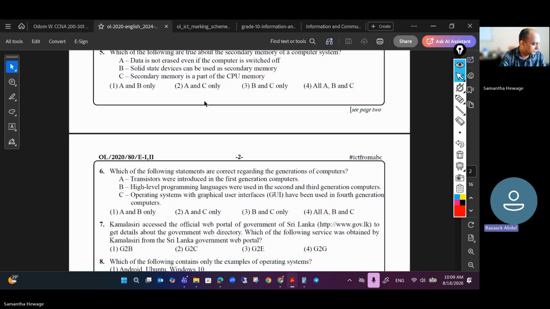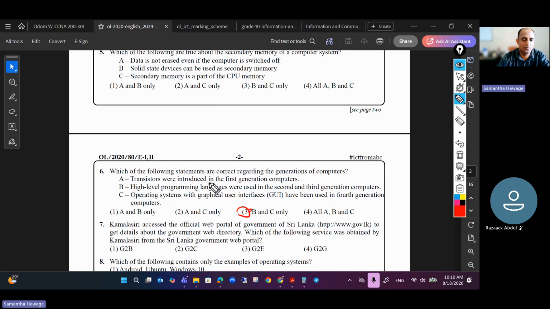Third one, sir. B and C only. Third one, B and C only. Okay, let's see whether your answer is correct. Which of the following statements are correct regarding the generation of computers? Okay.